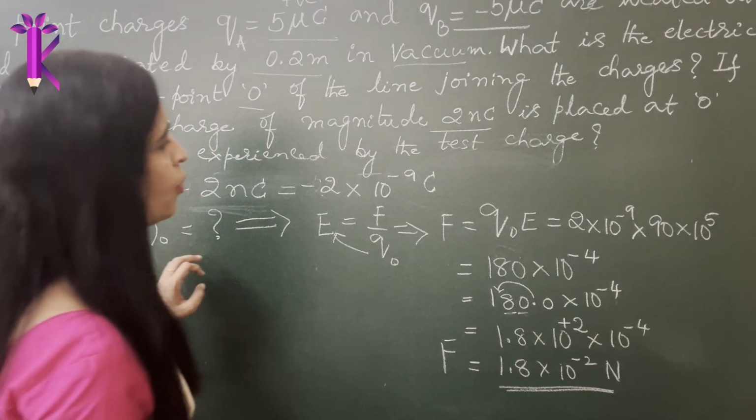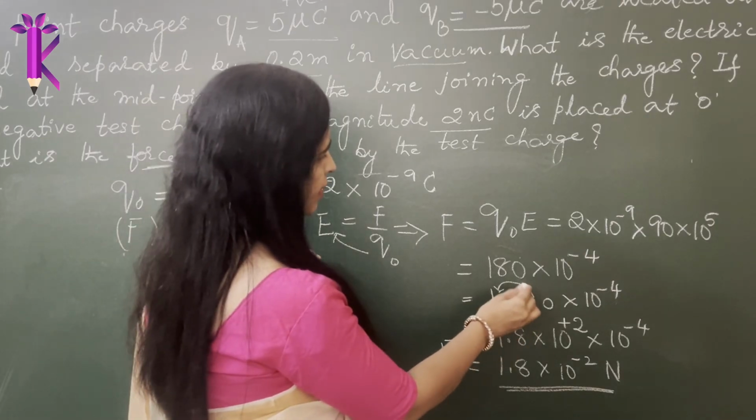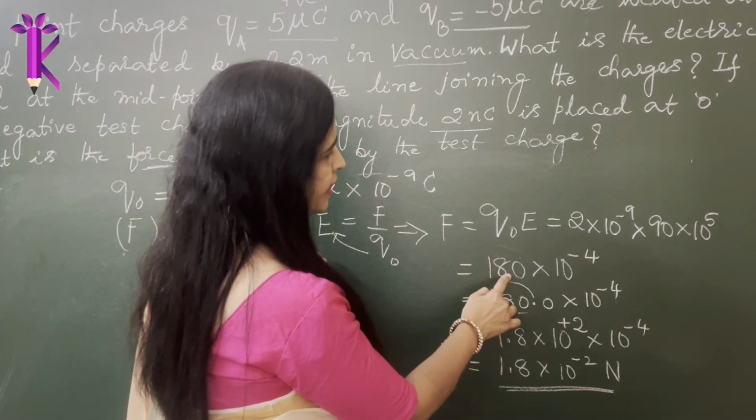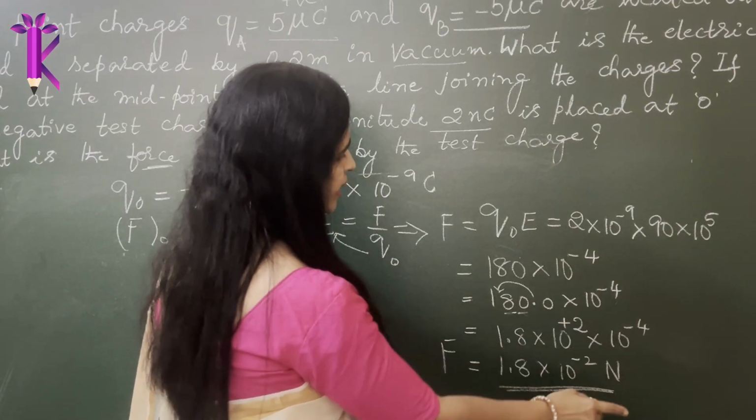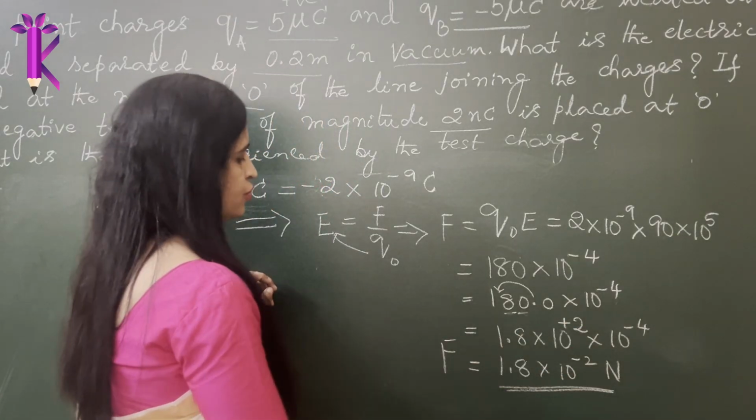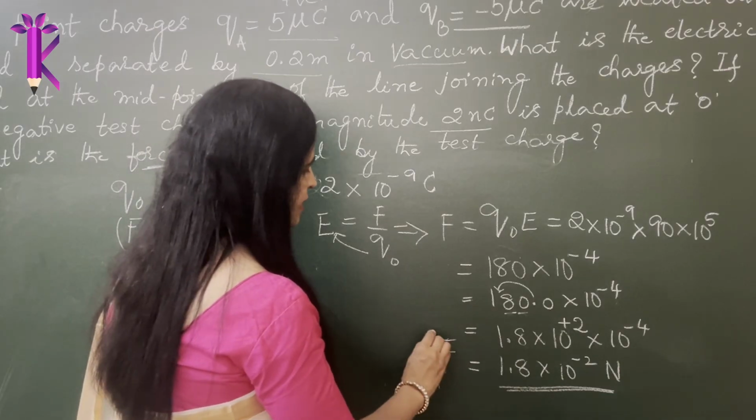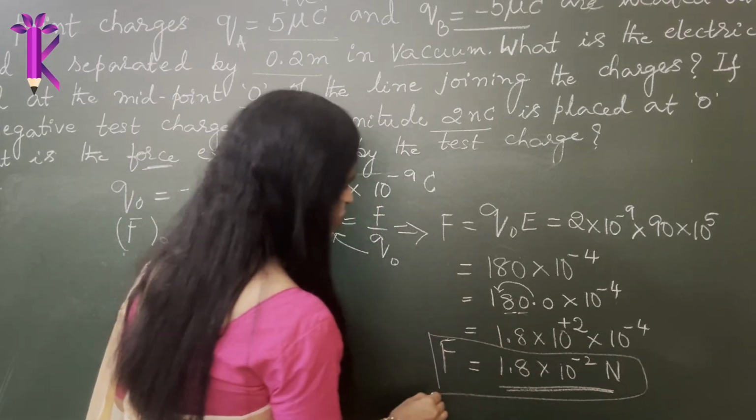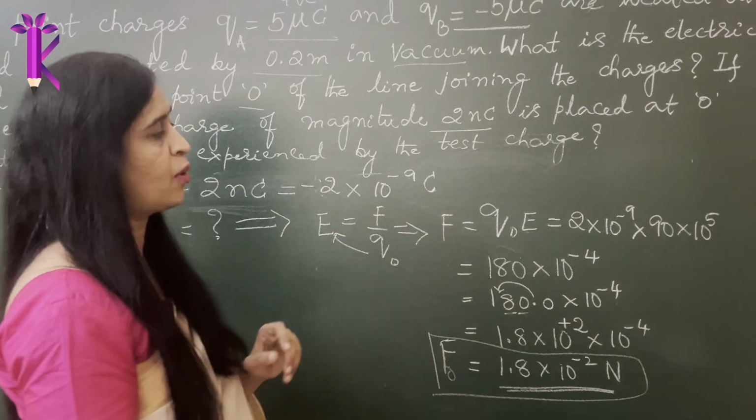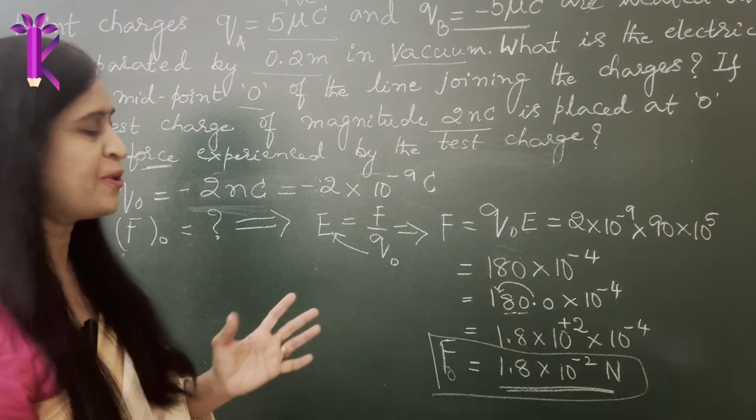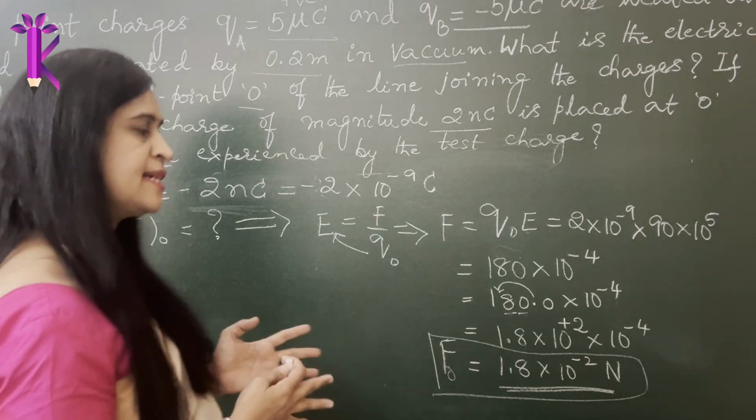I do not hope, everything was right. So 180, if shifted here, it becomes 10 to the power of plus 2. So yes, 10 power minus 2 Newton. So this is the force experienced by the test charge at the point O due to the electric field at the point O, right? So I hope you are able to shift the decimals really well.